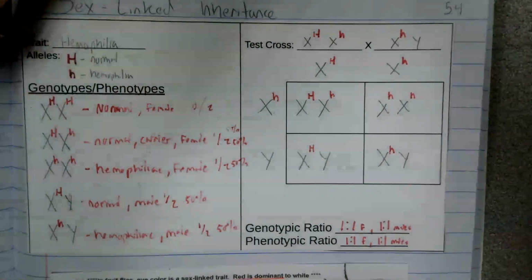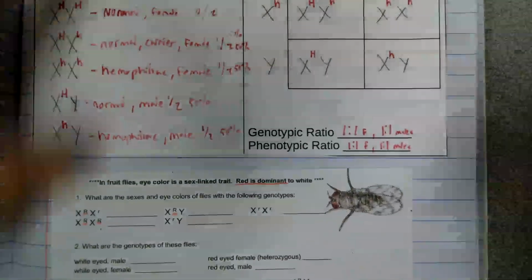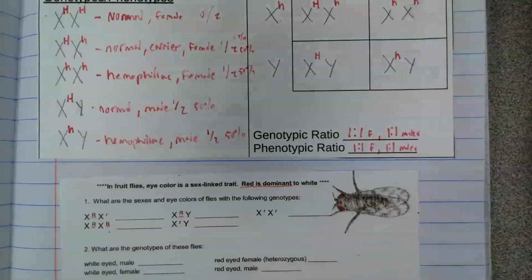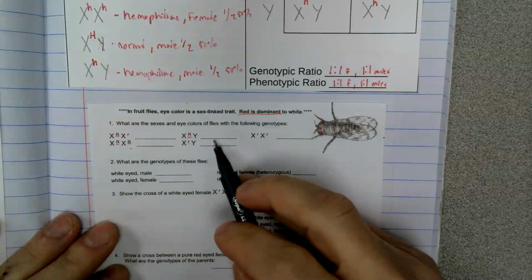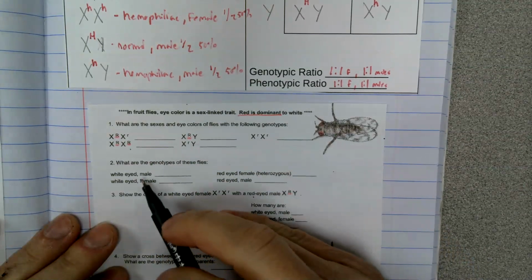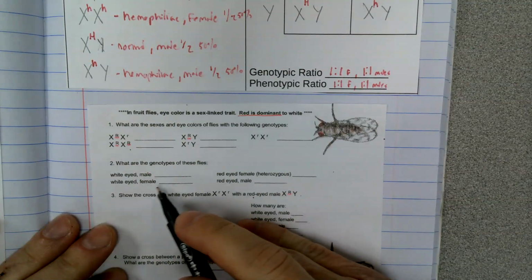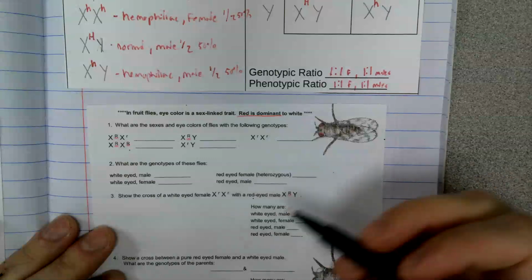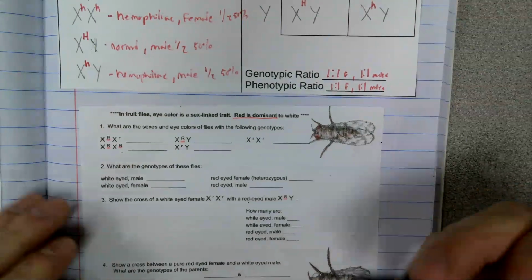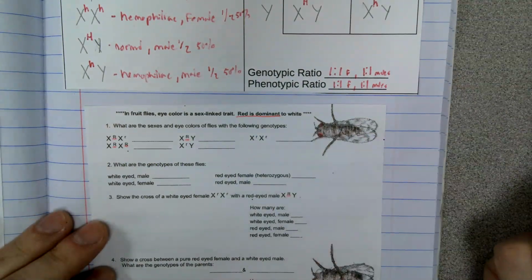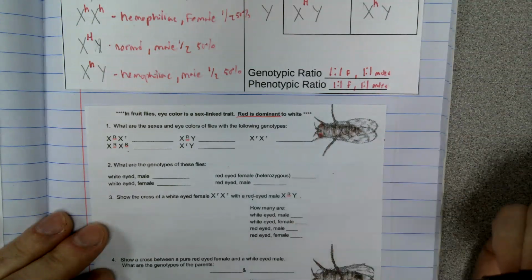For the practice down here, we've got flies, and we just add our phenotypes to these genotypes, and then work backwards. What are the genotypes for those phenotypes? And it says to show a cross, so that means to make a Punnett square with those genotypes provided.